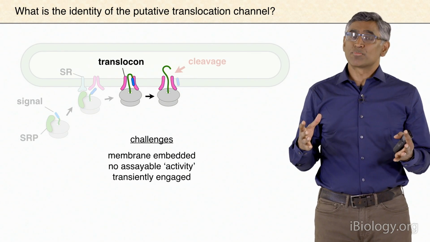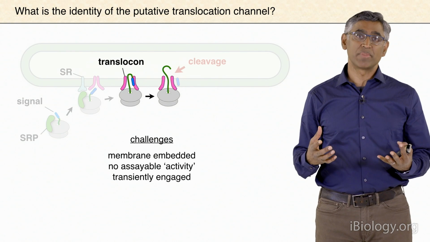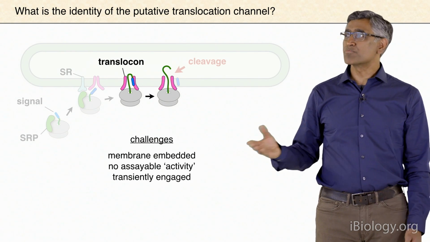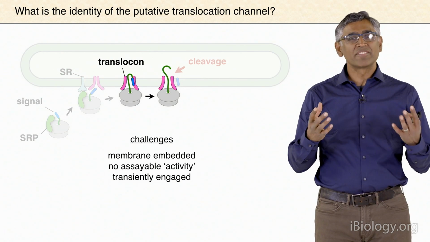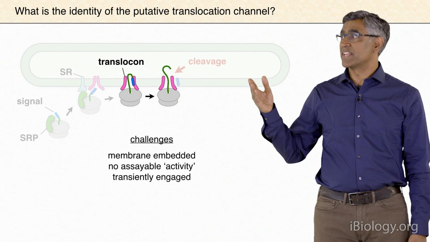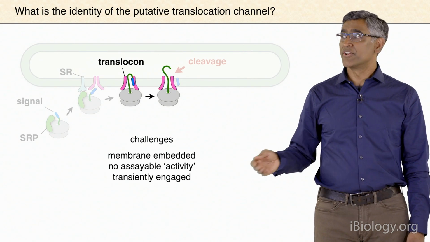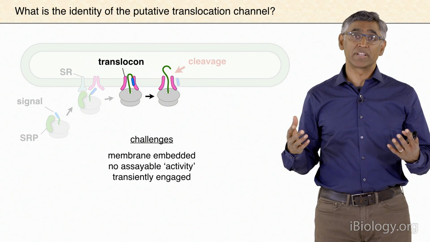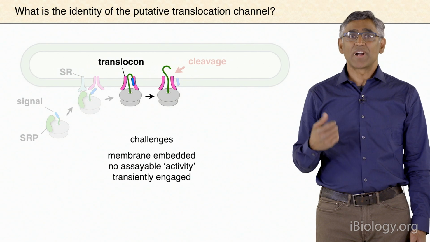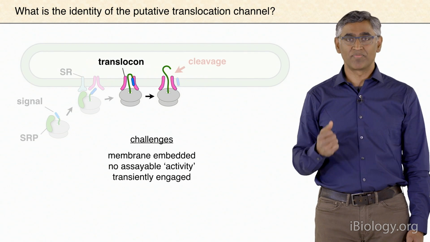Now, there were a number of different problems with finding this. First of all, the translocon would be a protein that's membrane embedded, and those tend to be much harder to isolate and purify. The second problem is that there was no obvious assayable activity. It's not like it was an enzyme, for example, the enzyme that cleaves signal peptides, which turned out to be much easier to purify. And third, it's only transiently engaged. So it's used, but then it's no longer engaged anymore. And so how do you go about finding what these translocon protein or proteins are?